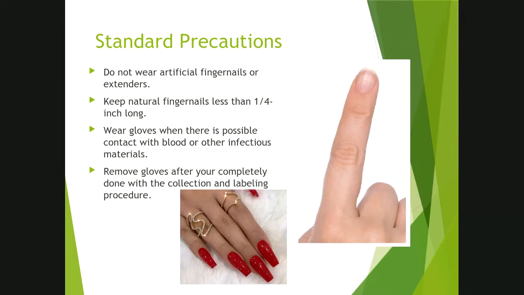So standard precautions include: do not wear artificial nails or extenders, keep fingernails less than 1/4 inch long, and wear gloves when possible in contact with blood and other infectious materials. Remove gloves after you're completely done with collection and labeling. So we remove our gloves once the tubes are labeled and they're in our biohazard bag.